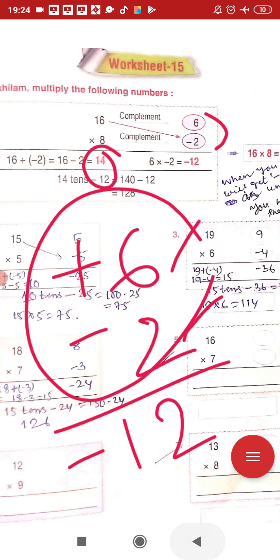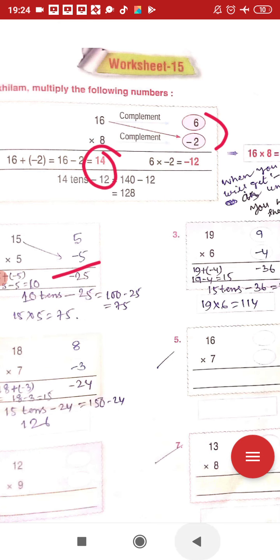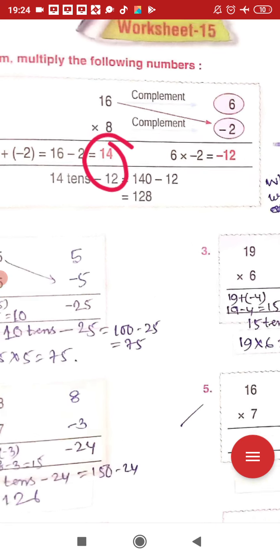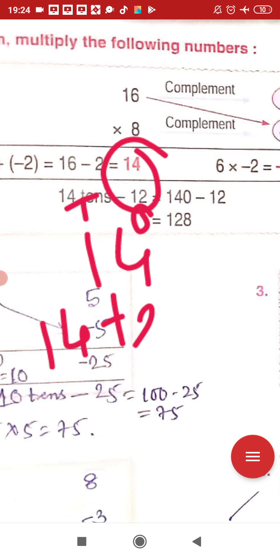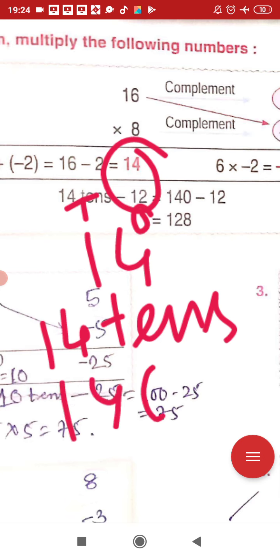So 6 times 2 is 12. Now you get 14. This is the result we got as the left hand side. 14. Two digits are there, ones and tens. So we need to consider 14 tens. And 14 tens means 140. Clear?